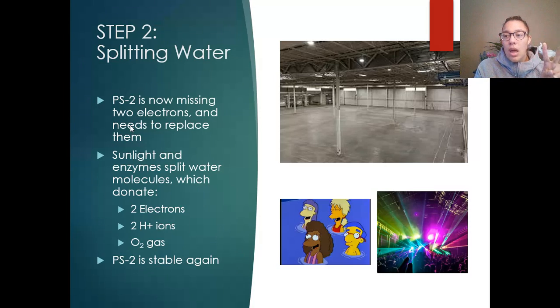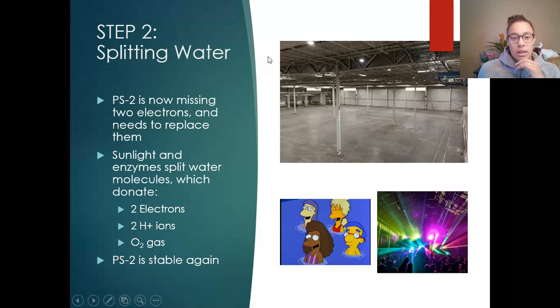We're going to have two hydrogen ions, the H's from our water molecule, and then oxygen gas is also going to be released from that water molecule. So water is split, releases electrons, hydrogen ions, and oxygen. And that makes photosystem 2 stable again. So again, here's our empty warehouse, missing the electrons after they got bounced out. So no energy, no light. Then water enters in, light enters in, and then it releases these three.